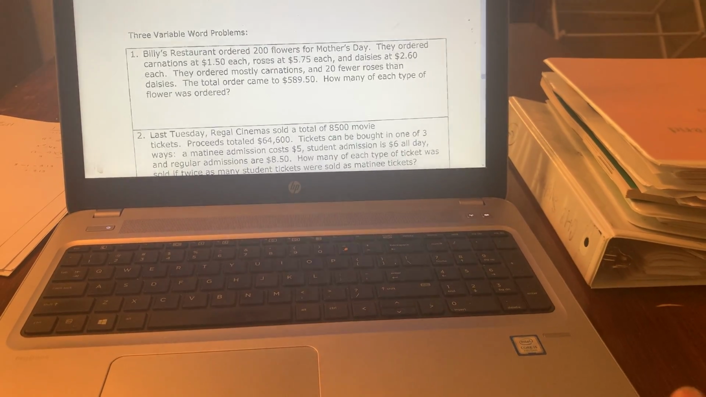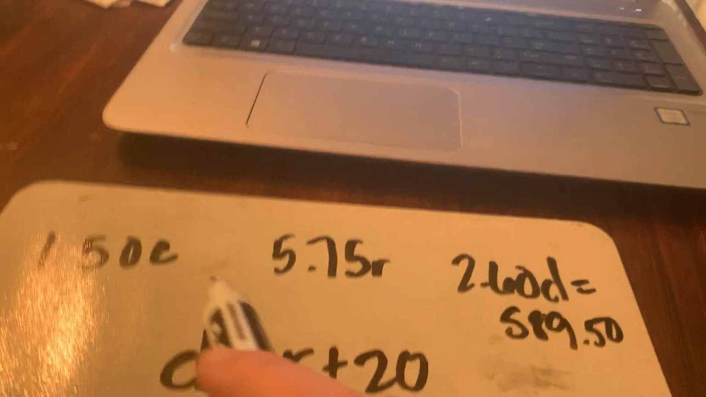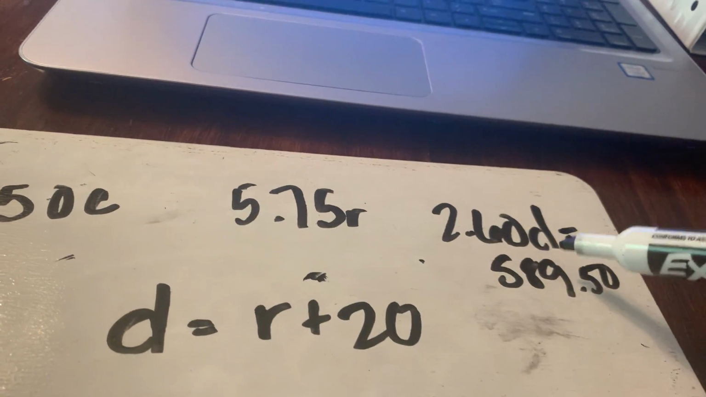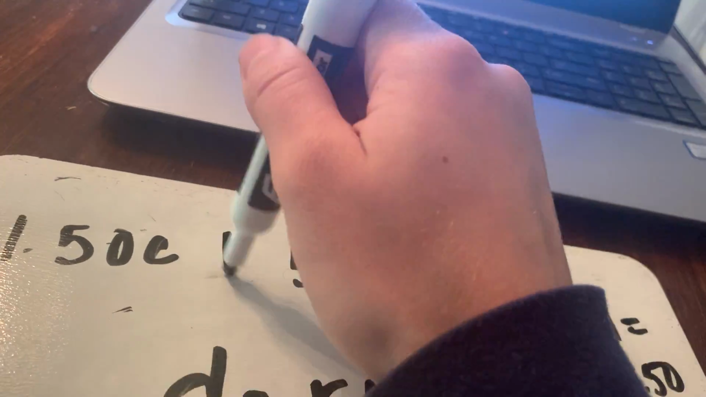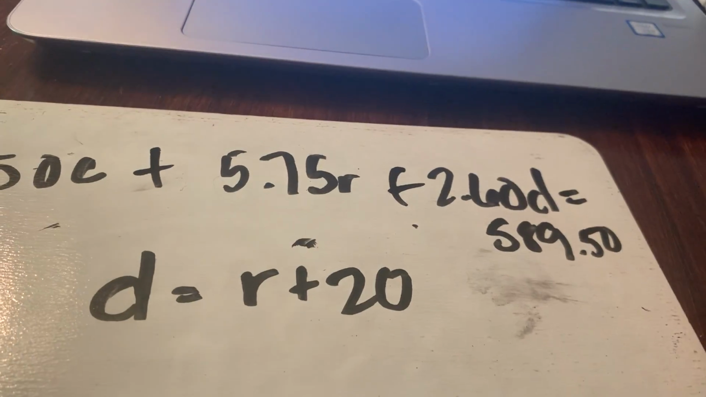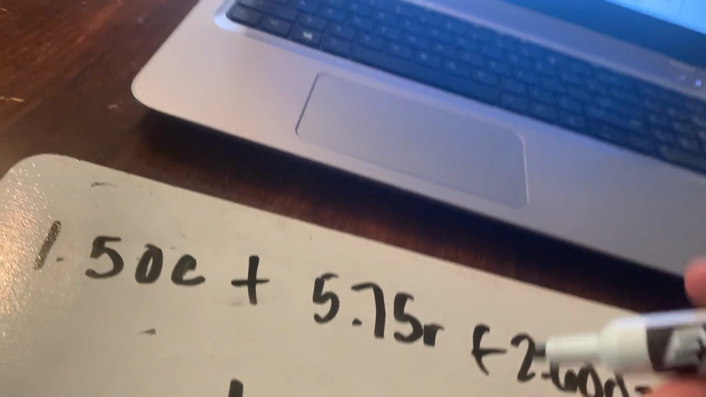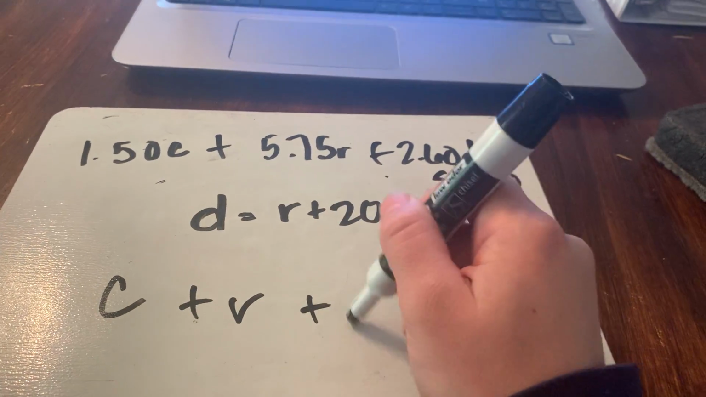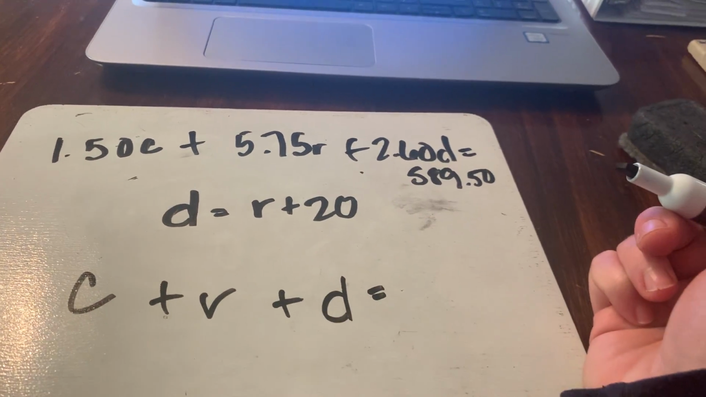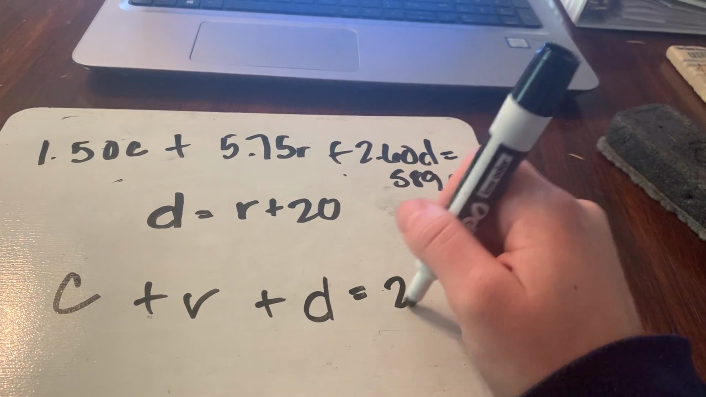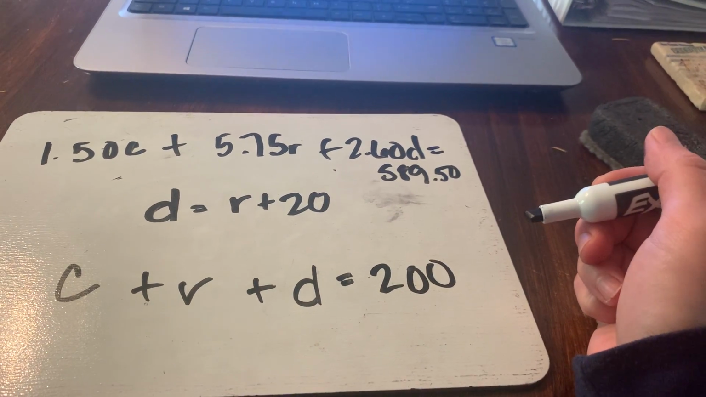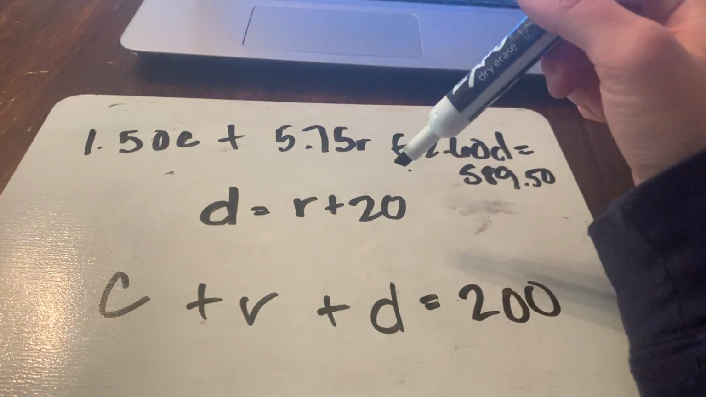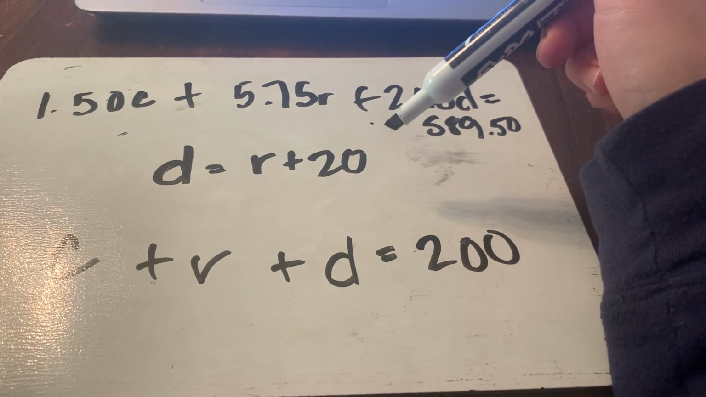Okay, so always when I see money, I'm like $1.50 per carnation, $5.75 for roses, $2.60 for daisies, and it's money, money, money to equal money. Then you know you have an amount. You have an amount of carnations, an amount of roses, and an amount of daisies. And that's 200 flowers, they said. So you have to break down to the types. Same thing again: daisies equals roses plus 20.